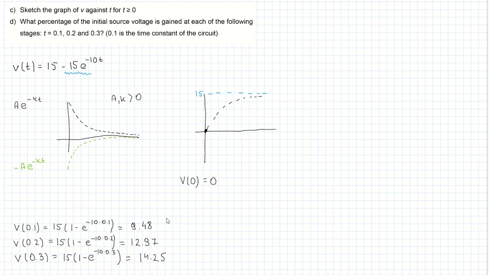Now, we are asked what percentage of the initial source voltage it is. For t equals 0.1, it's 9.48 divided by 15 times 100%, and that is 63%. For t equals 0.2, we have 12.97 divided by 15 times 100%, and that is equal to 86.5%. And finally, 14.25 over 15 times 100% is equal to 95%, and this is for t being equal to 0.3.